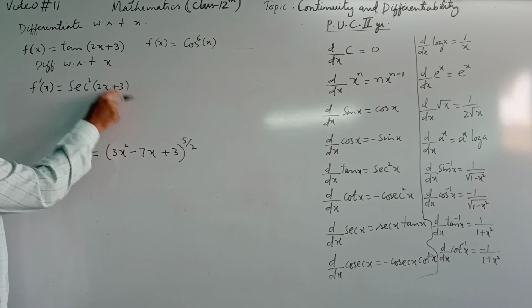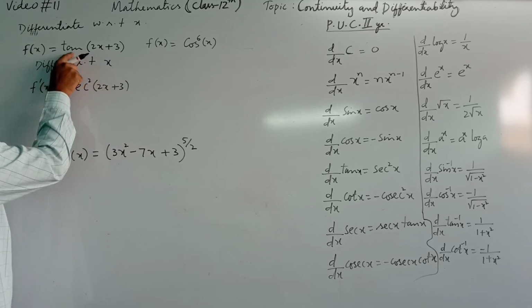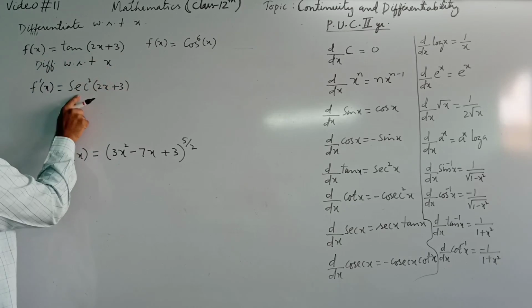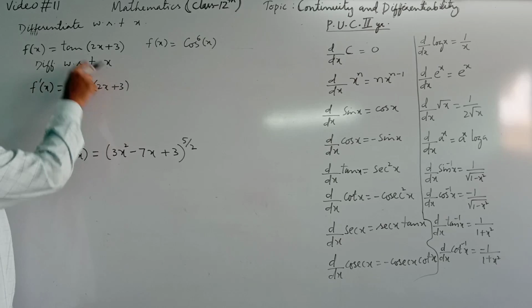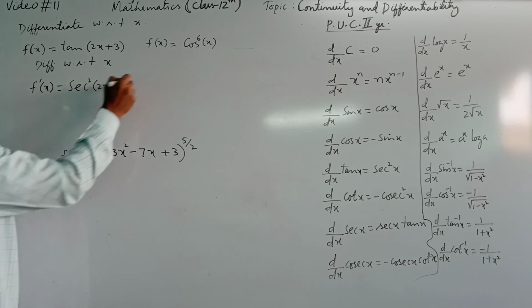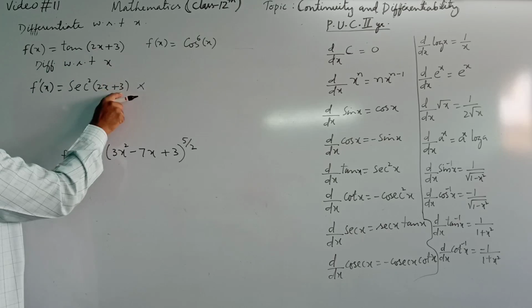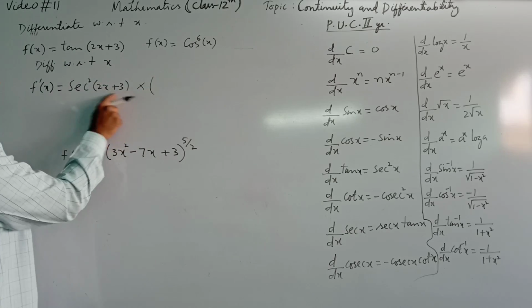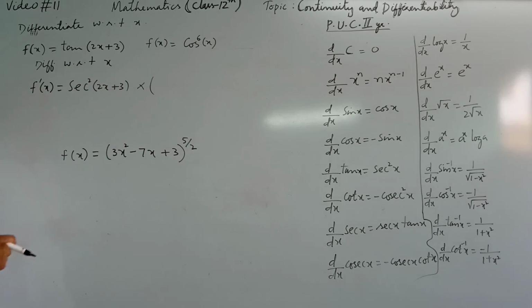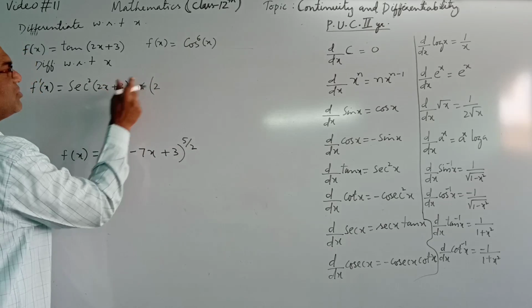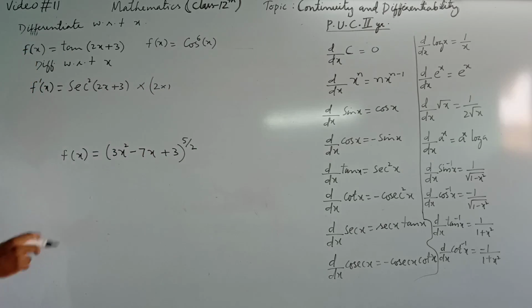Why this 2x plus 3? Because in place of x we have 2x plus 3. Tan here has angle 2x plus 3, so sec will also have 2x plus 3. Tan x differentiation is sec square x into, can we leave it like this? No, because it's not just x, it's 2x plus 3. What about this? We have to differentiate this also.